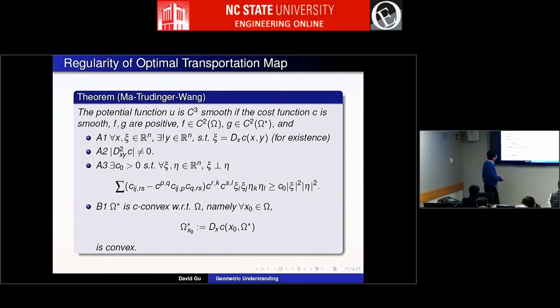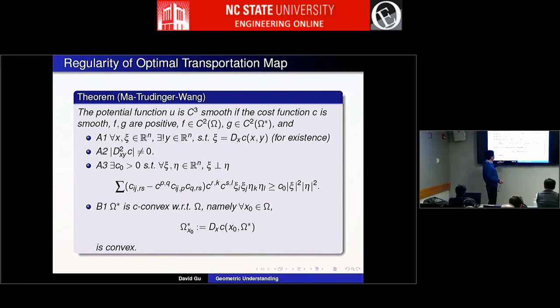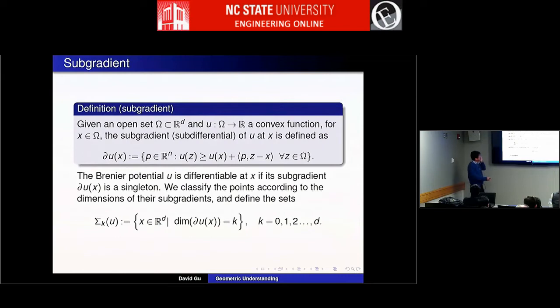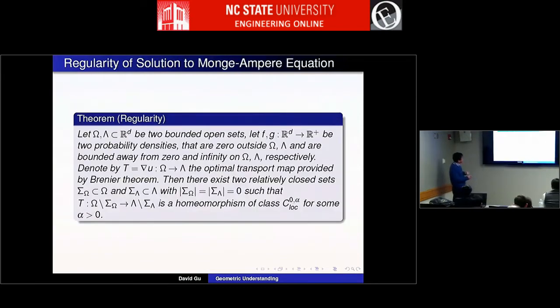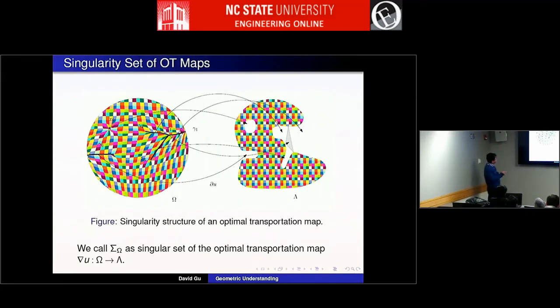But in reality, nobody can guarantee the target is convex. So if the target is non-convex, what will happen? It's pretty straightforward to see several examples.